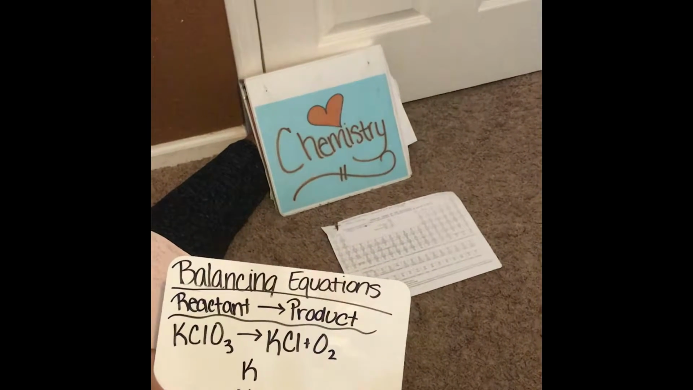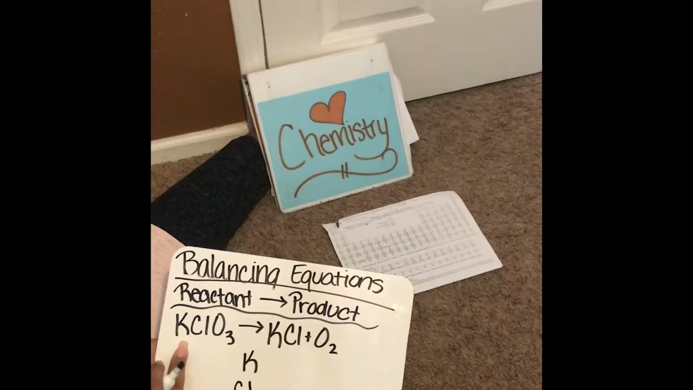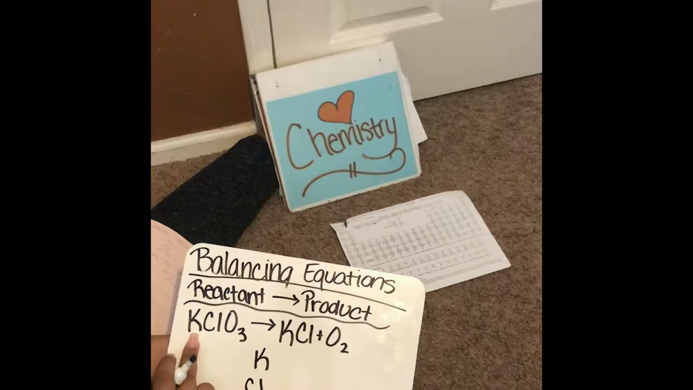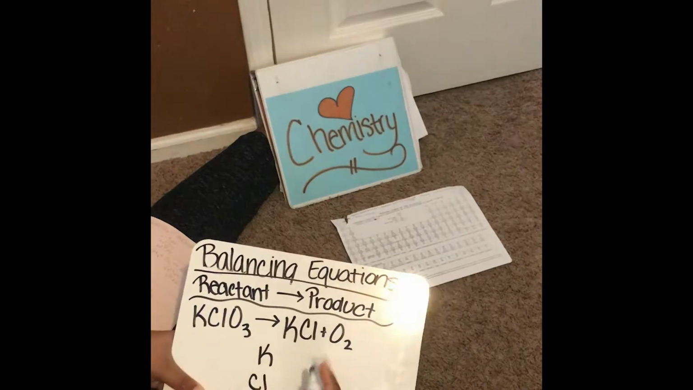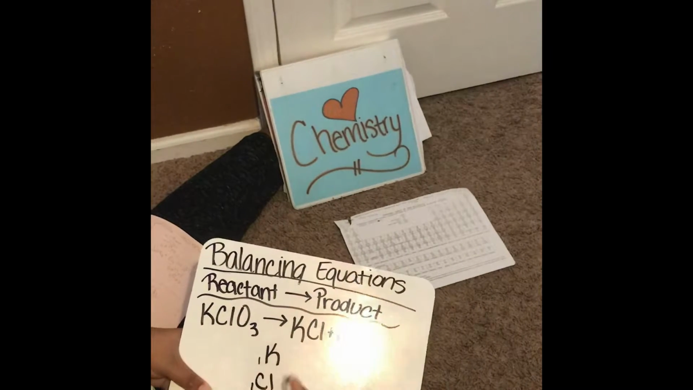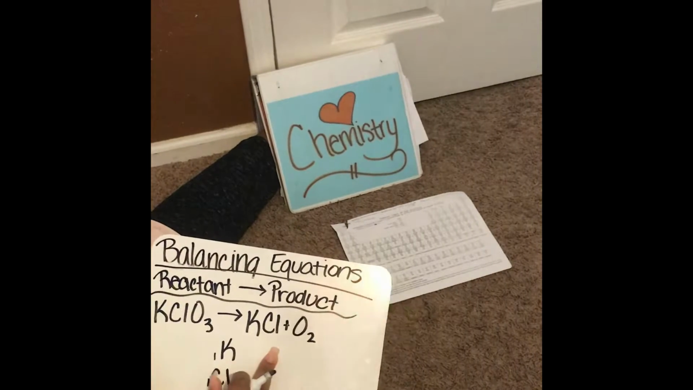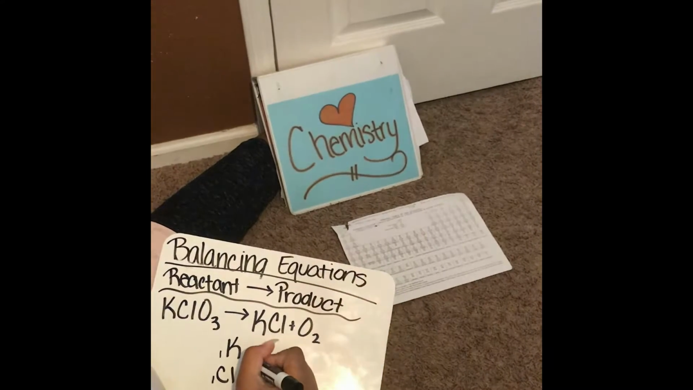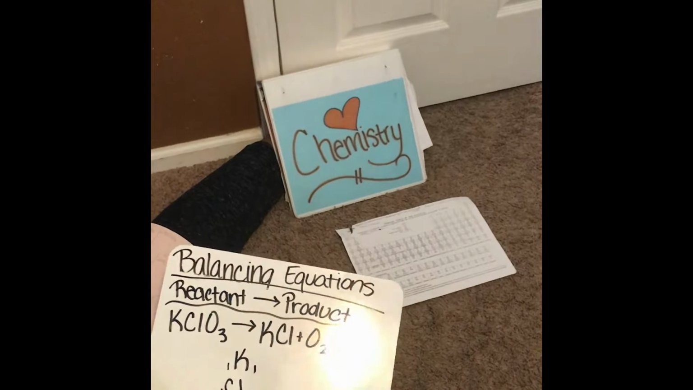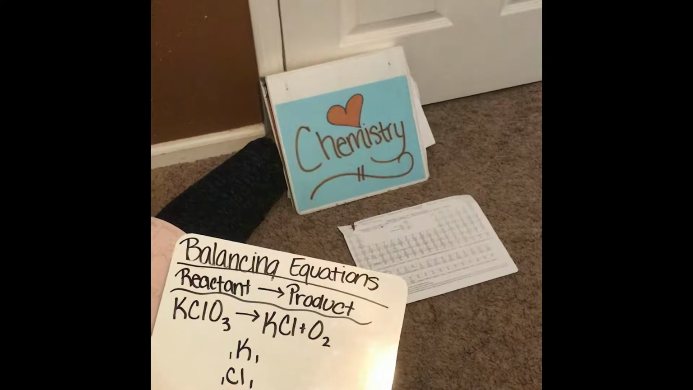So you do the same thing as your first problem. You will look on your reactant side and see how many of each element there are. There's only 1 potassium. The same thing for chlorine, that's 1, and oxygen is 3. Same thing on your product side: potassium 1, chlorine 1, oxygen 2. Now your potassium and your chlorine are balanced out.